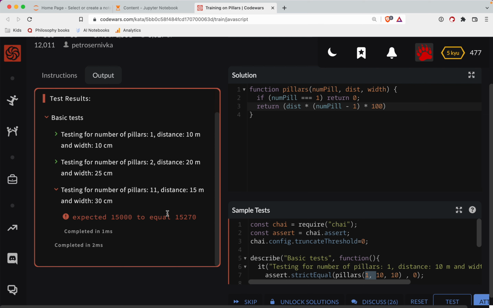Oh man, so many edge cases. Okay. Testing for number of pillars. 11 pillars, 15 meters between them, 30 centimeters for the first and last ones. Oh, I'll be darned. Okay, so I do have to add into it the number of pillars that are not the first and last. So I had kind of it here. So we need to add to it the width of each pillar times numpil minus 2.